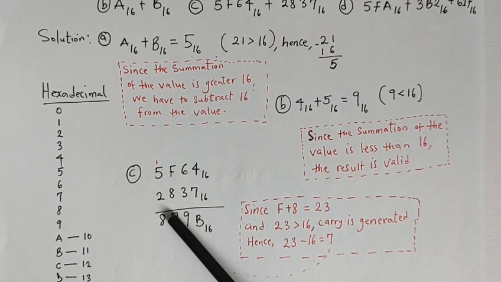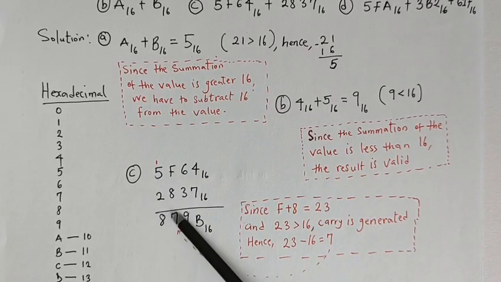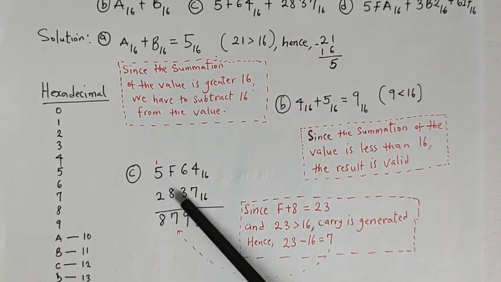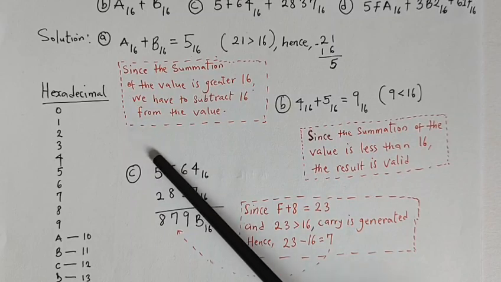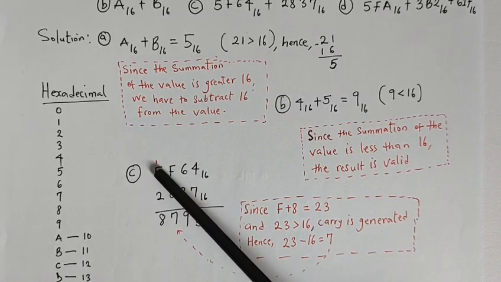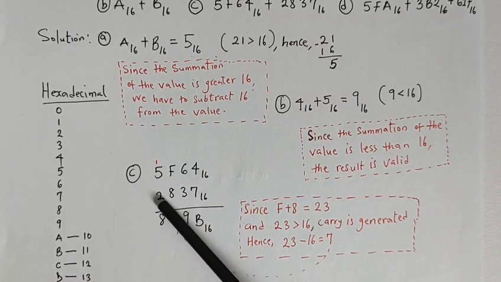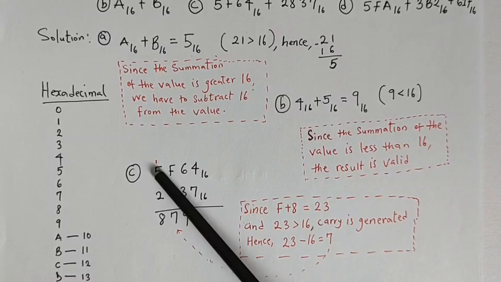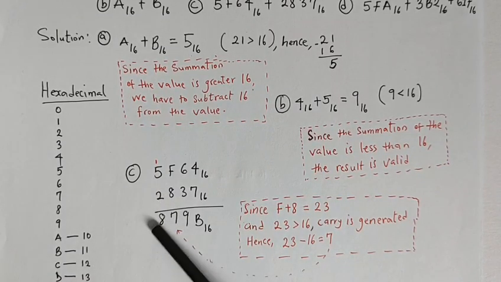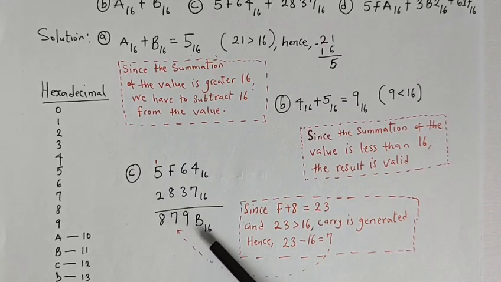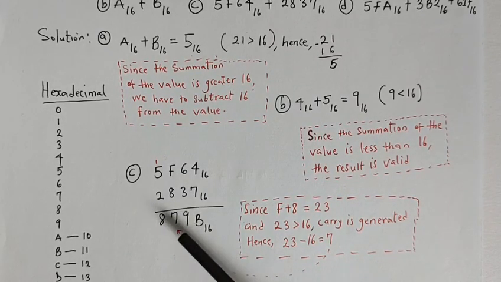Alright, so using the same principle we have used previously, remember the carry that was generated; we take the carry over to the next column. So it's going to be 1. We say this 1 plus 5 plus 2, that is going to give us 8. 1 plus 5 is 6, 6 plus 2 is 8. So that is how we arrive at the value 8. So the answer is going to be 879B base 16. So this is how to solve this particular question.